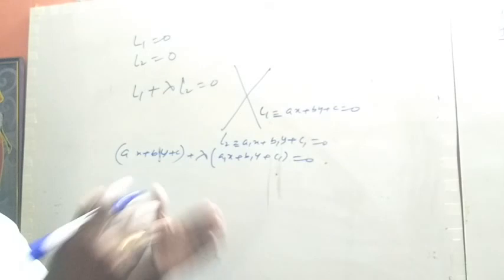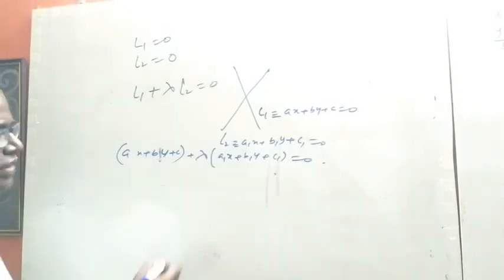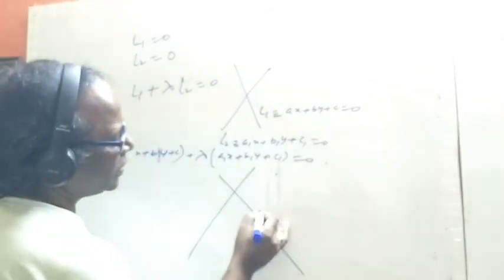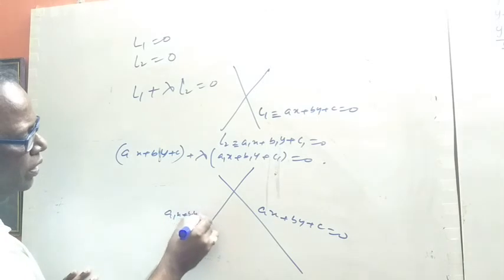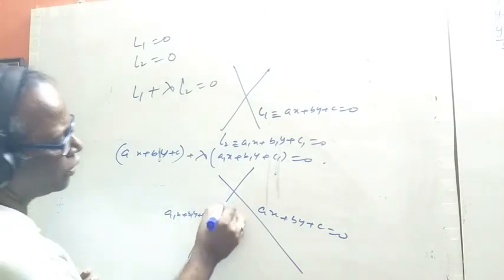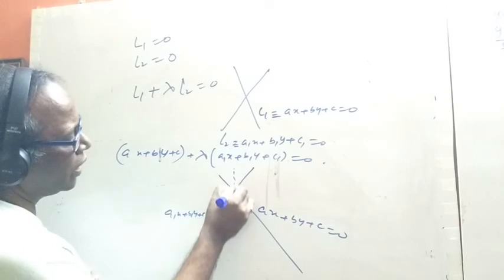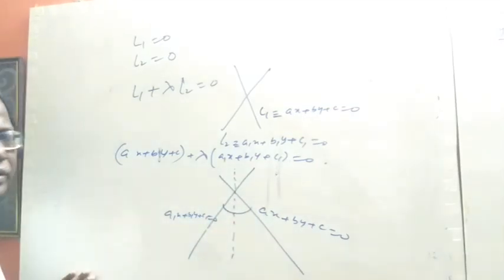Let's assume these are the two lines you have been given. So now let's see here, ax plus by plus c is equal to 0, and another line a1x plus b1y plus c1 is equal to 0. This is the angle. So the angular bisector will be either the acute angle bisector or the obtuse angle bisector.